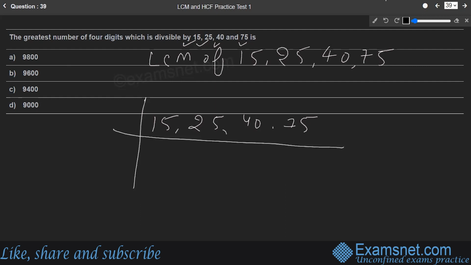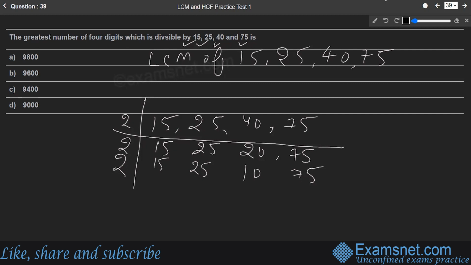Let us start dividing them by the smallest prime number, that is 2. 15 is not divisible, 25 is not divisible, 40 is divisible by 2 to give 20, and 75 is not. Then we can again divide by 2: 15 and 25 are copied as they are, 20 becomes 10, 75 as it is. Again divide by 2: 15 and 25 remain, 10 becomes 5, and then 75. Now clearly none of the numbers is divisible by 2. So we divide by the next prime number, that is 3. If we divide by 3, it becomes 5, 5, 25.